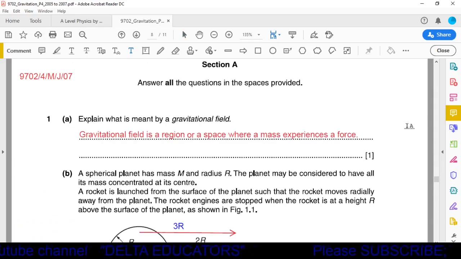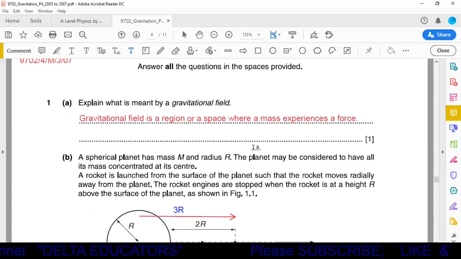Now next question, it is from May-June 2007 of paper 4. Explain what is meant by a gravitational field. Okay, gravitational field is a region or a space where a mass experiences a force.